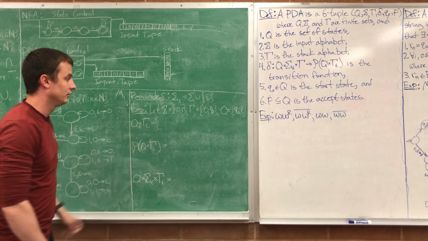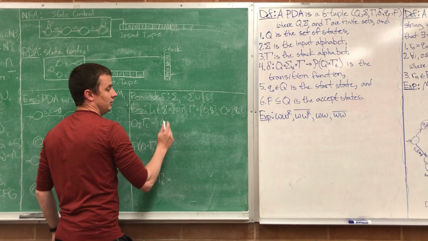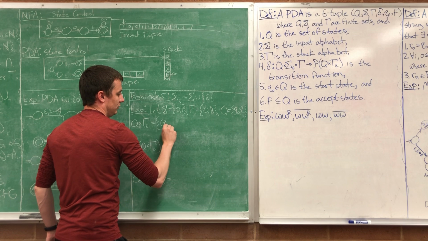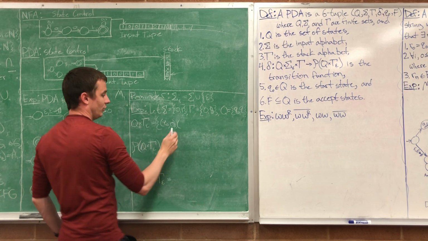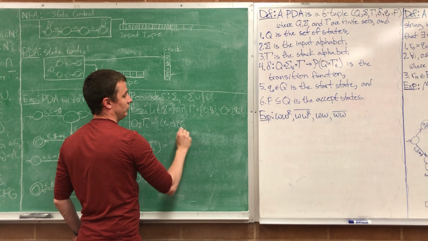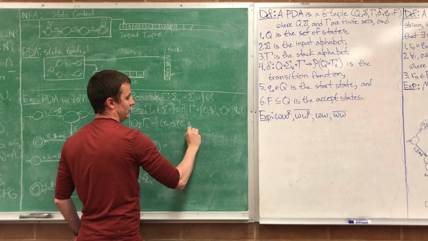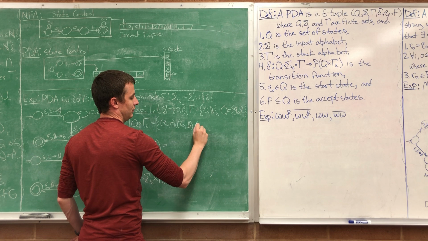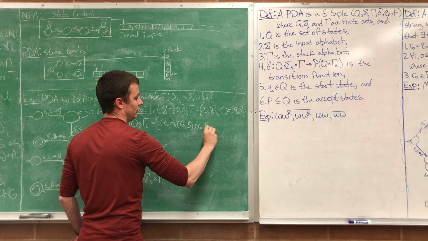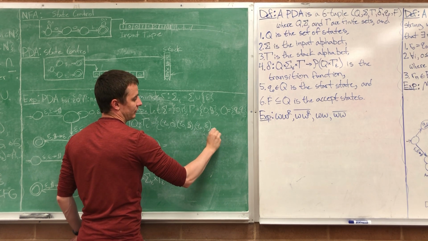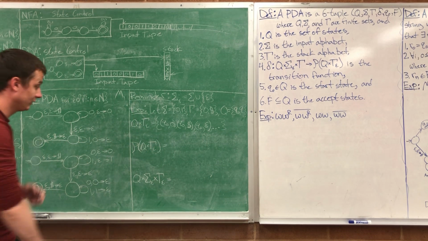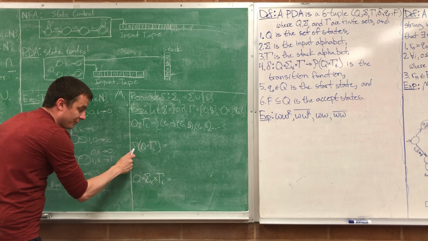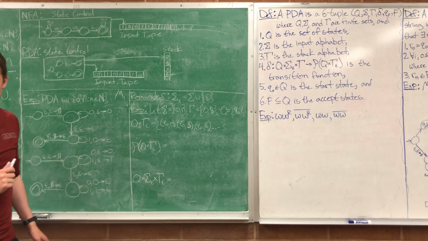Right. So it's going to have q naught and a 0. It's going to have q naught and a dollar sign. And what else? q naught and an epsilon. And then those same things except for using q1. Right? Perfect.